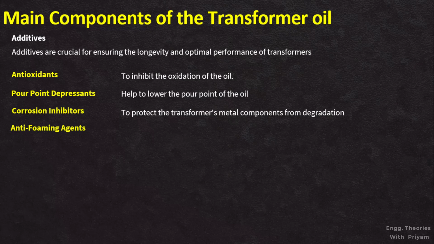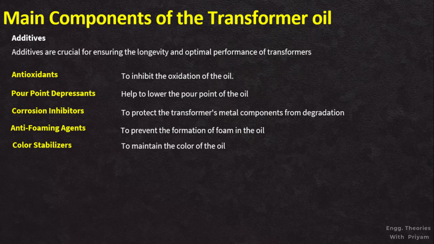Antifoaming agents. Antifoaming agents are used to prevent the formation of foam in the oil, which can interfere with its ability to cool and insulate effectively. Color stabilizers. Color stabilizers are used to maintain the color of the transformer oil, preventing it from darkening due to oxidation or contamination.